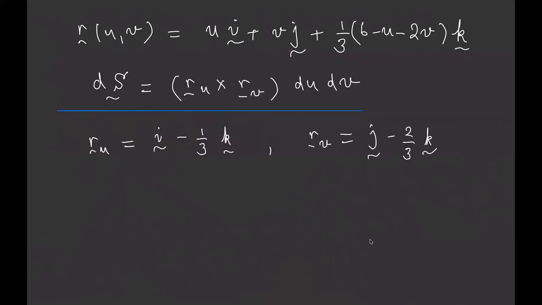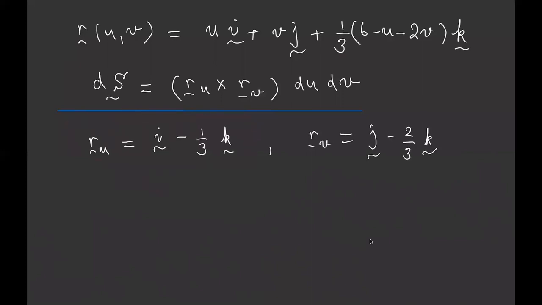So what I now need to do is go ahead and take these derivatives. When I take ru, I take the u derivative of this. The u derivative of this just gives me an i. Nothing from there, no contribution. And here I got a negative third u, so I'm going to get a negative third in the k direction. So here's my ru.